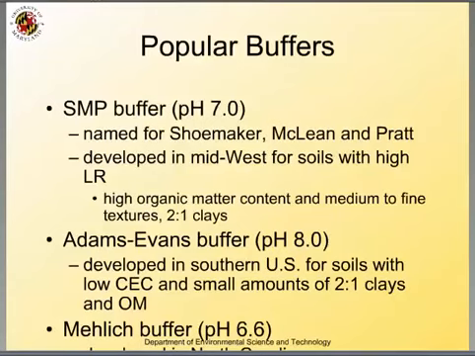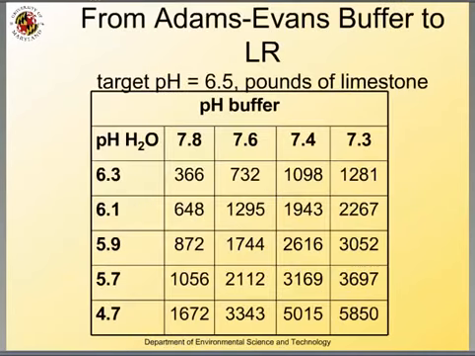Adams was a big deal soil chemist at Auburn, and he found that SMP over-limed Ultisols in the southern United States. And he developed his own buffer, the Adams-Evans buffer. And now there's the Mehlich buffer. Mehlich 3 has now replaced the SMP buffer, which had two chemicals in it that caused the residues of the soil to be considered hazardous materials and caused a lot of disposal costs at the labs. So now people use Mehlich 3, which gives approximately the same lime requirement as SMP.